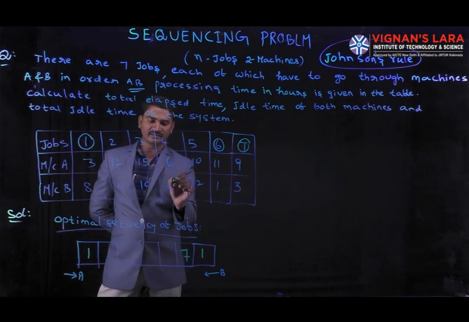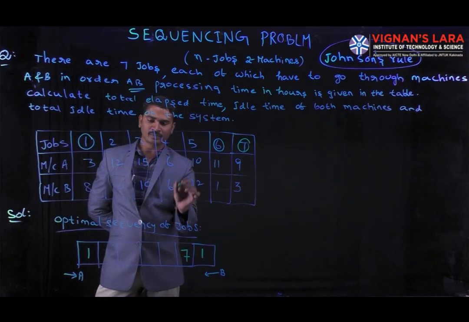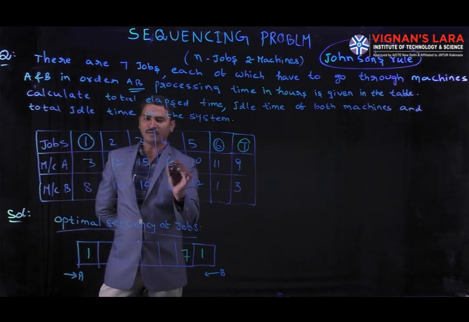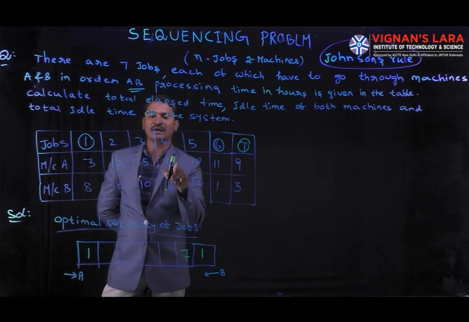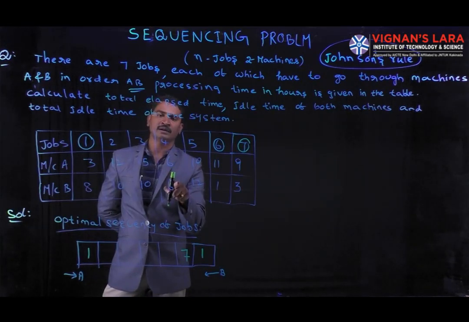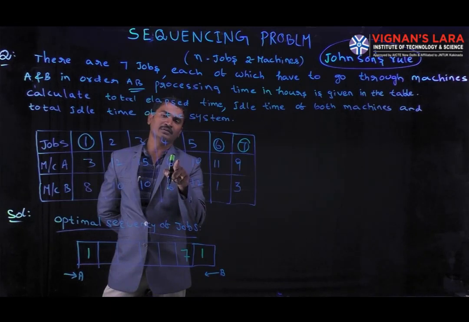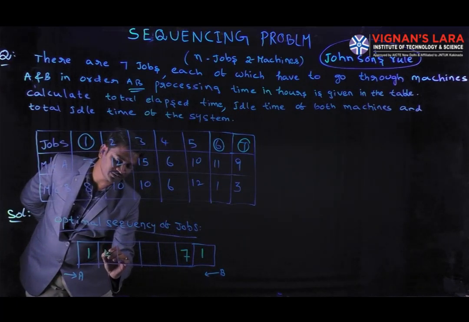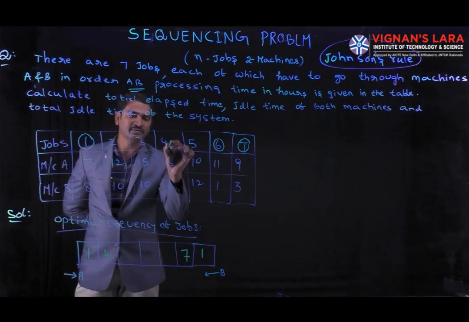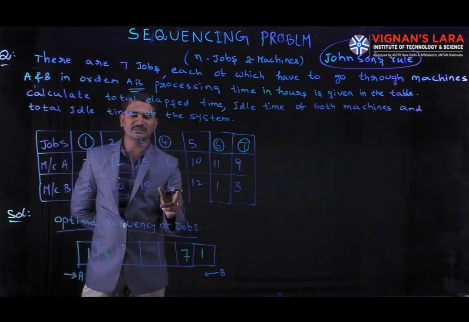Here 6 is the minimum. At 6 we have two places, machine A and machine B. So here we have a tie between the hours. At the time of a tie, we are going to give the first preference to machine A. So I am going to do the job at machine A first. It is over. No need to take machine B at this time.